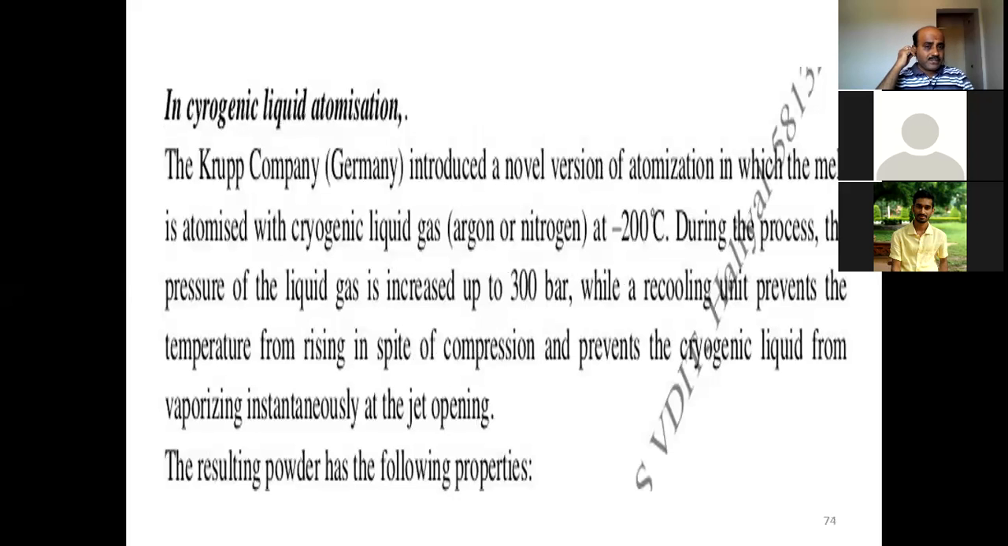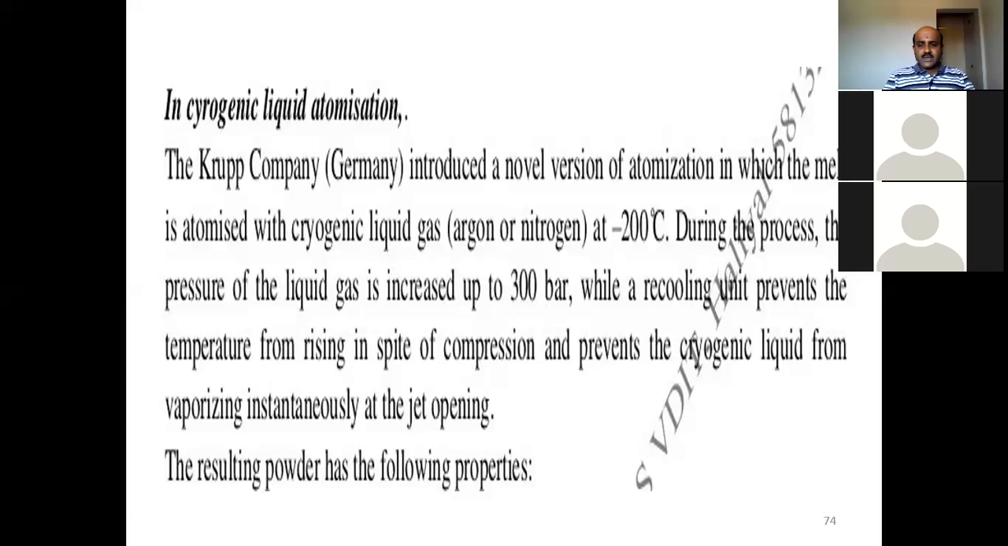The second type of liquid atomization here is the cryogenic liquid atomization. In cryogenic liquid atomization, we have a Krupp company. They have started this method. The Krupp company, which is based in Germany, introduced a novel version of atomization in which the melt is atomized by cryogenic liquid gas, either argon or nitrogen, at minus 200 degrees centigrade. During the process, the pressure of liquid gas is increased to 300 bar, while a recooling unit prevents the temperature from rising in spite of compression and prevents the cryogenic liquid from vaporizing instantaneously at the jet opening.